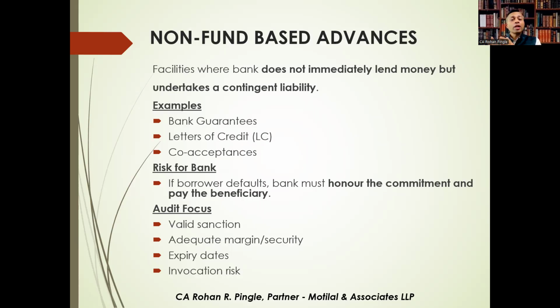Although funds are not immediately disbursed, the risk is still significant because if the borrower fails to perform the obligation, then the bank must pay for it. So the concurrent auditor should check whether guarantee limits are within the sanction, whether adequate margin is obtained, and whether expired guarantees are reversed. That needs to be taken care of.